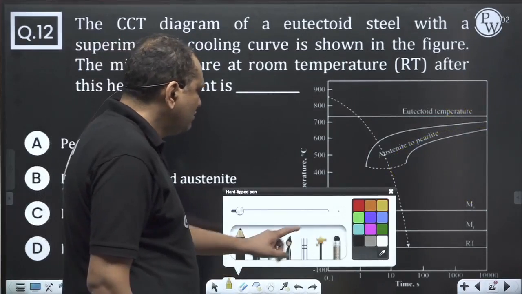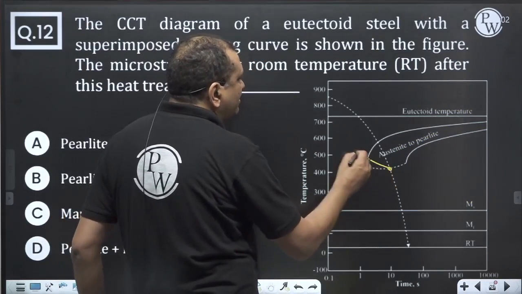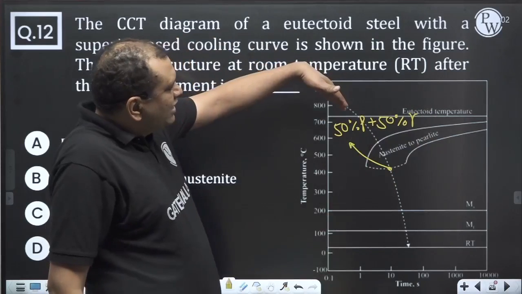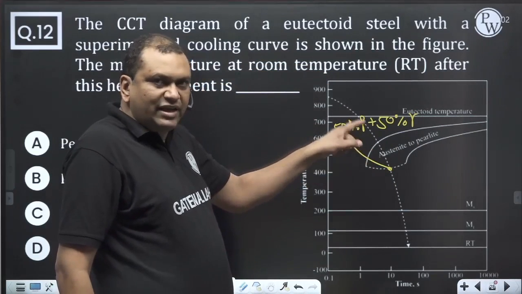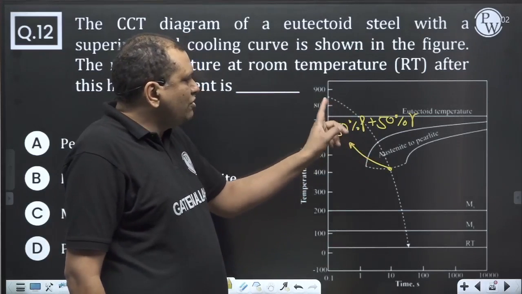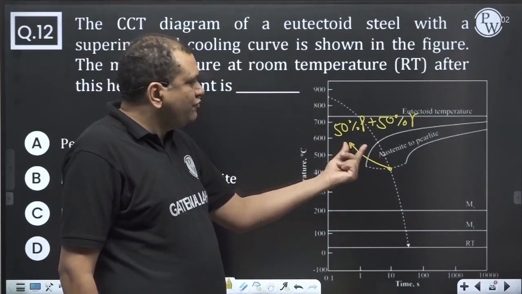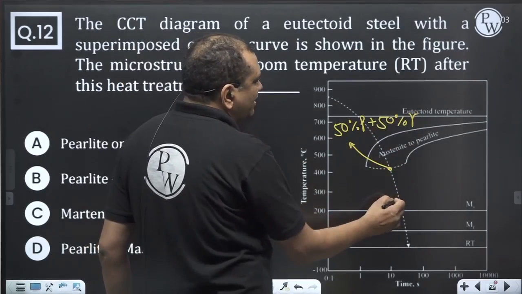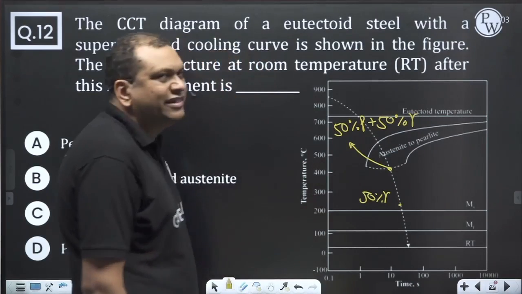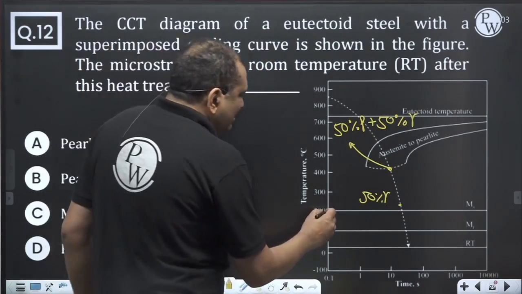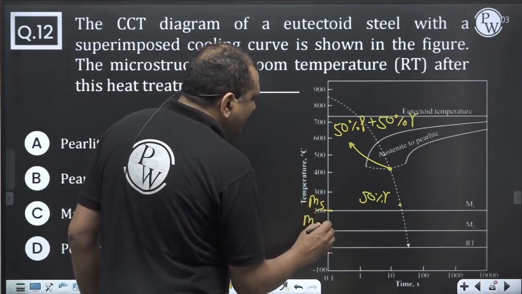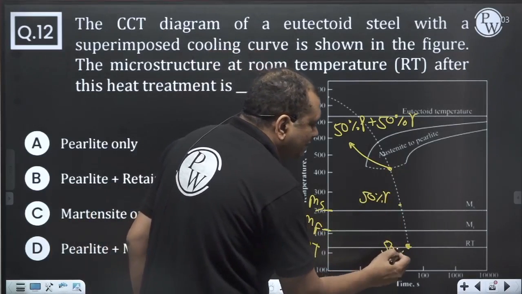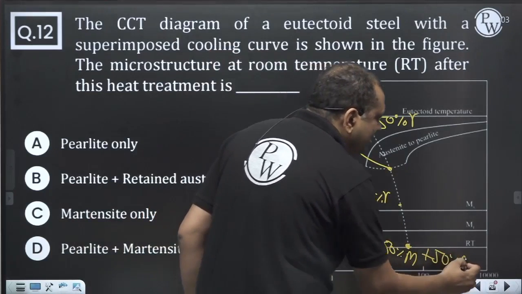So at this point, there will be 50% pearlite and 50% austenite, because we are entering the TTT diagram above the nose. So austenite will convert into pearlite, so 50% pearlite will form. But the remaining austenite will not change up to this point. Even up to this point, 50% austenite will remain in the microstructure. This is the martensite start line. This is the martensite finish line. And we are quenching up to room temperature, so this austenite will convert into martensite, and pearlite will remain as it is in the microstructure.